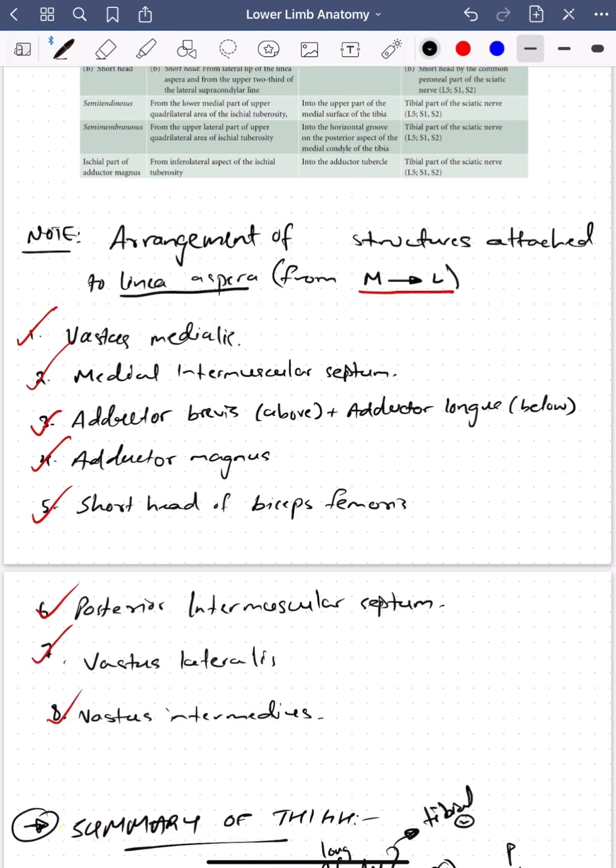Okay. So to remember that, you just visualize the femur bone and the 3 compartments, the anterior, posterior and the medial. So you're going to start from the medial side. Okay, let me just bring in this diagram.